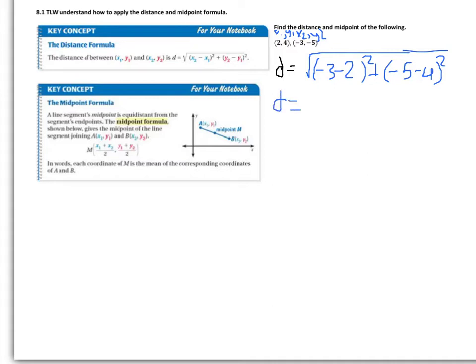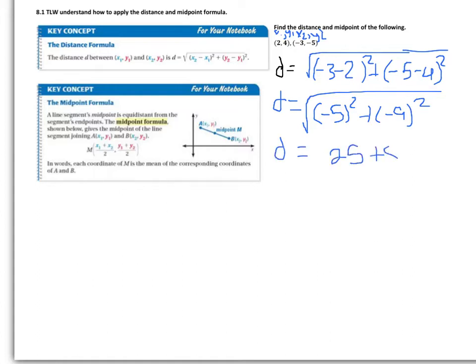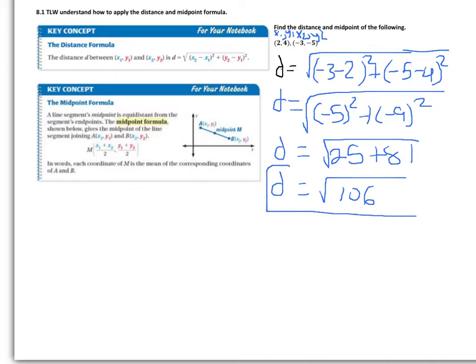So distance equals negative 5 squared plus negative 9 squared, which is 25 plus 81. Distance equals square root of 106. Now you ask, can you simplify the radical? No, so just leave it exact. So the distance is square root of 106.